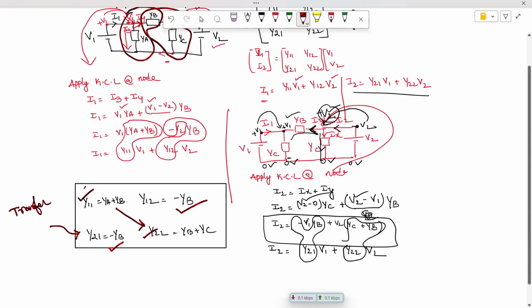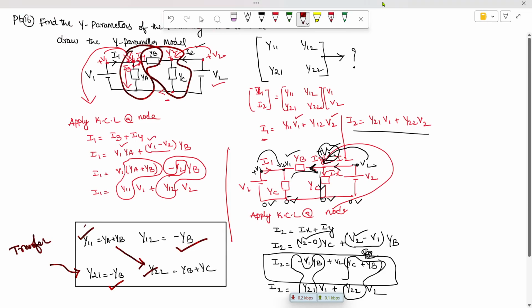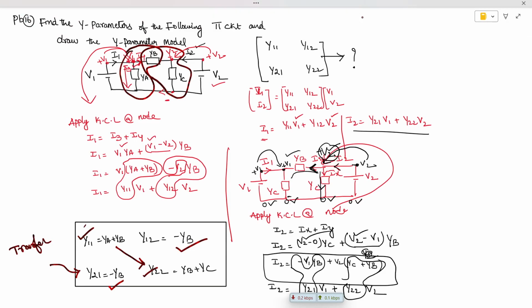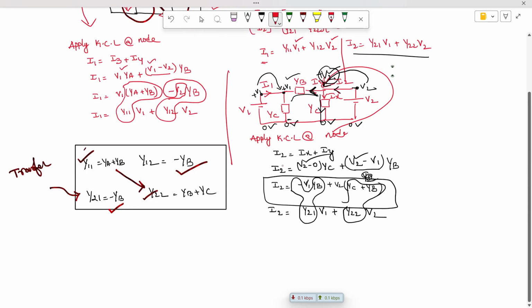So now how to represent, what is the question asked? Draw the y parameters, find the y parameters of the following circuit we have been finding, and obtain the y parameter model. First let's try to write down the original y parameter equations and let's try to resubstitute. Okay, so already we have the standard equations. These are the standard equations.